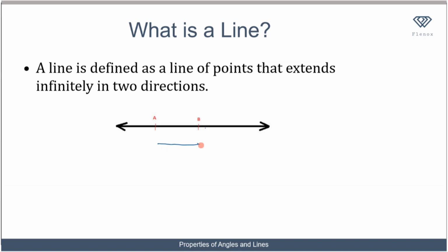So a section of a line is referred to as what? A line segment. So this line segment AB is denoted as AB with a bar on top, or you have just line AB.